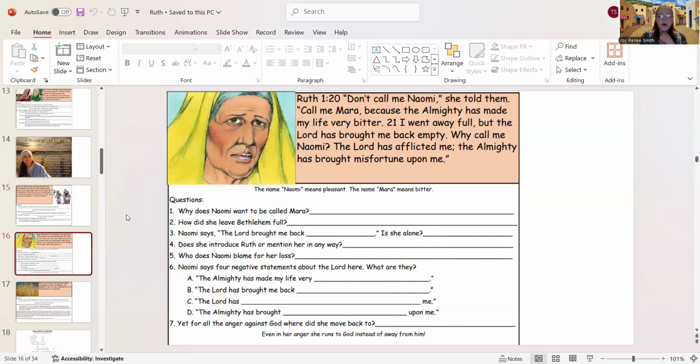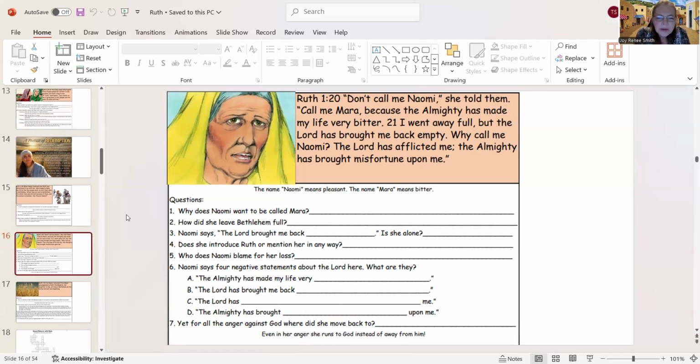Ruth 1:20. Don't call me Naomi, she told them. Call me Mara, because the Almighty has made my life very bitter. I went away full, but the Lord has brought me back empty. Why call me Naomi? The Lord has afflicted me. The Almighty has brought misfortune upon me. The name Naomi means pleasant. The name Mara means bitter.